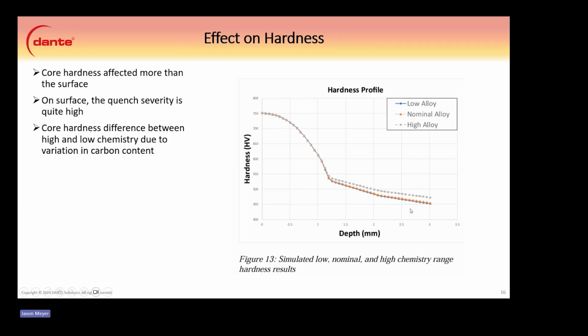So again, the core here, the hardness is a little bit higher from a little bit more martensite that's being formed from the high alloy, and the nominal and the low kind of lay on top of each other here as far as the hardness.